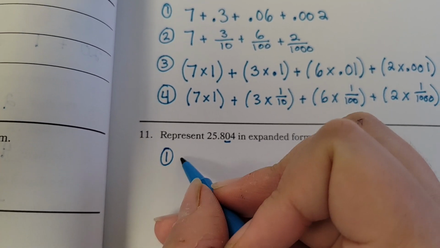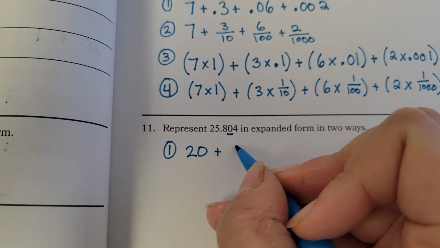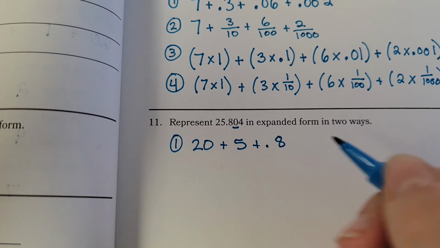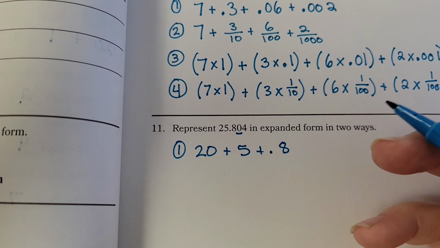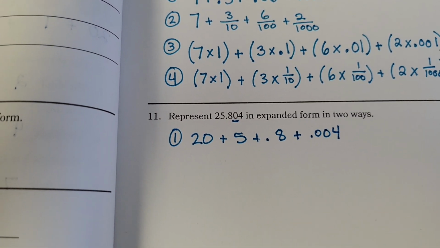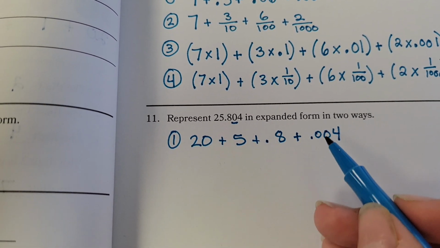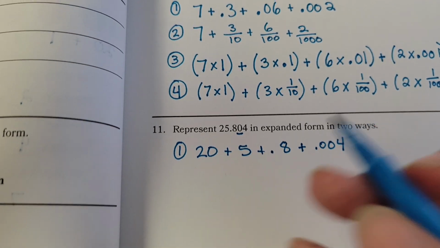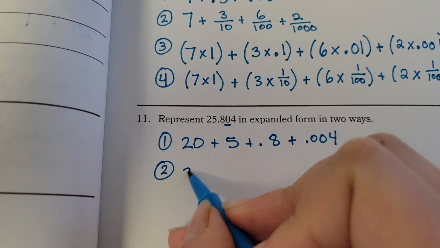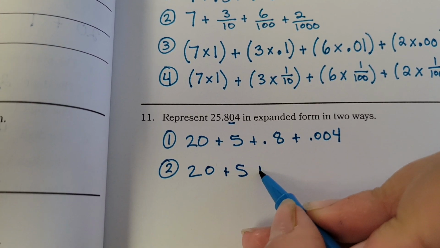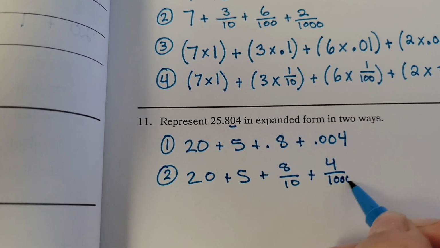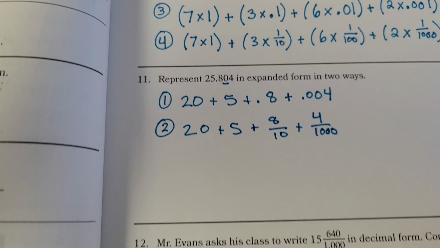So the first way, I'm going to write it as 20 plus 5 plus 0.8. And I'm going to skip the 0 because there's nothing in that place. So I'm going to skip and I'm going to go to the thousands place this time. Okay, because when I add them together, I know that that 0 is going to go in the middle. Okay, second way, I'm writing it, but now I'm going to write my decimals as fractions. And again, I'm just skipping the hundredths place because there's no value there.